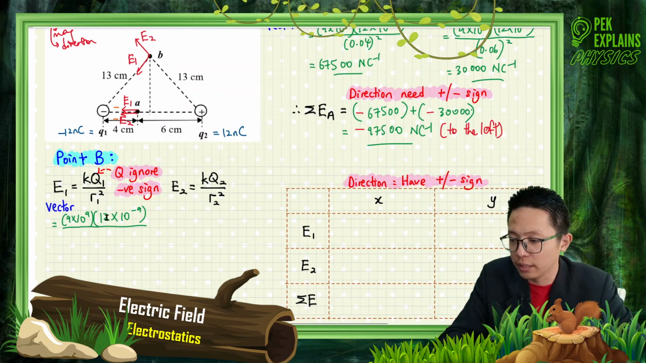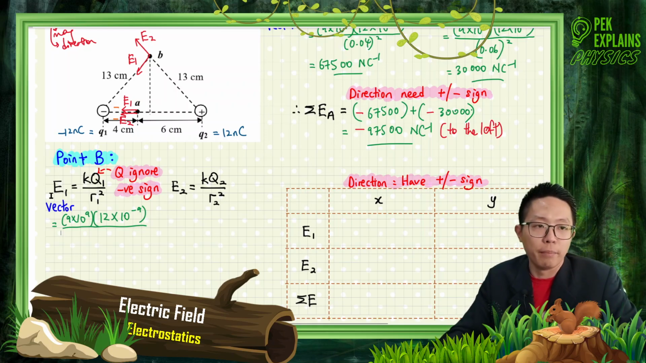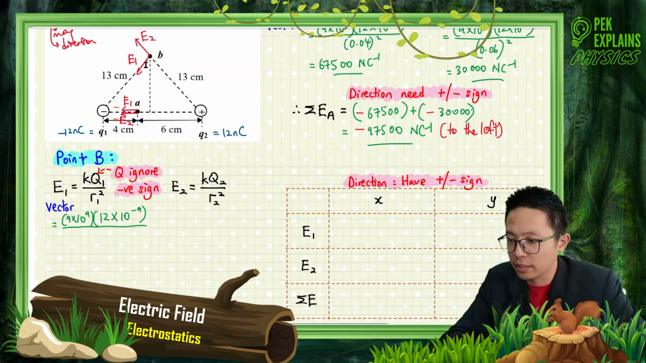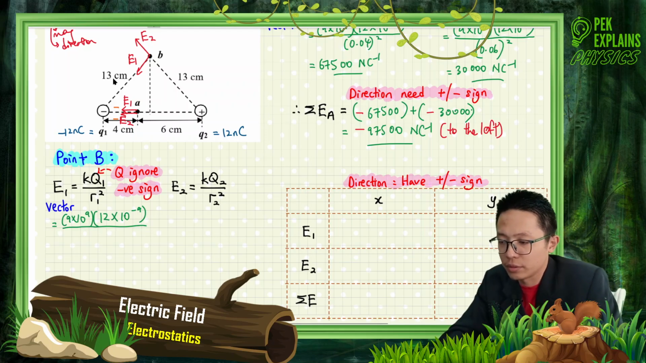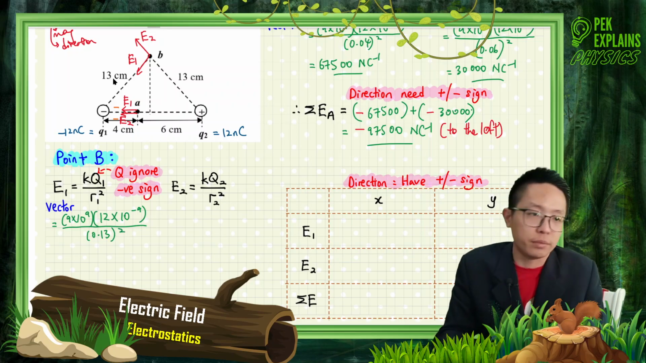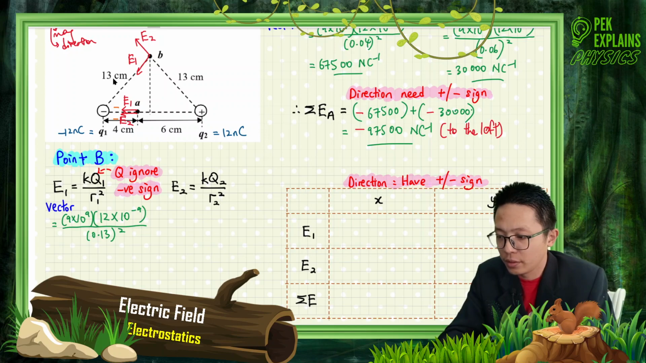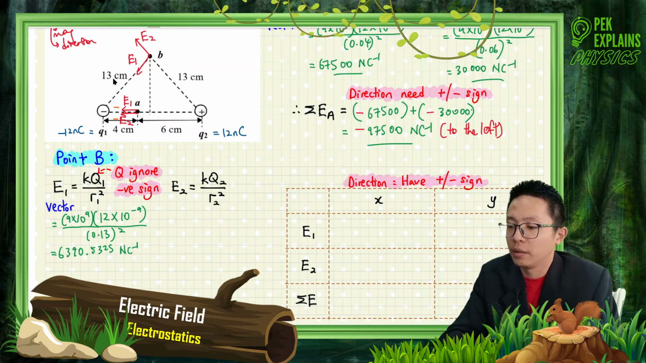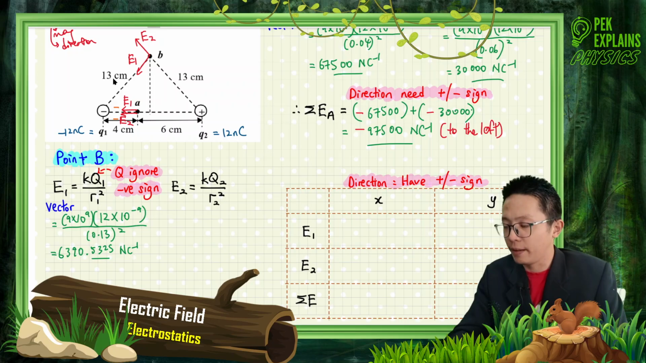For Q1, I ignore the negative sign, even though it's a negative point charge, because we want to maintain the magnitude as a positive value. So how far is point B to Q1? 13 cm. So it is 0.13 squared. So what's the value? I got 6390.5325 Newton per coulomb.